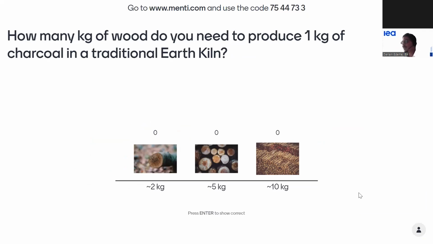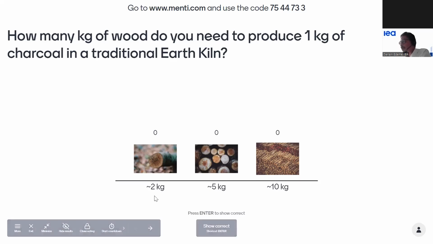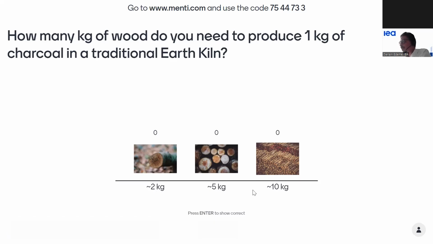In the meantime, I will start reading you the first question, which is how many kilograms of wood does one need to produce 1 kilogram of charcoal in a traditional earth kiln? You have three options: 2 kilograms, 5 kilograms, and 10 kilograms.